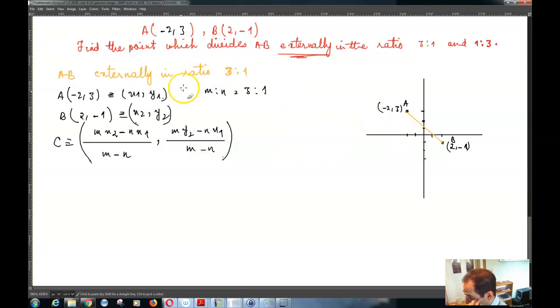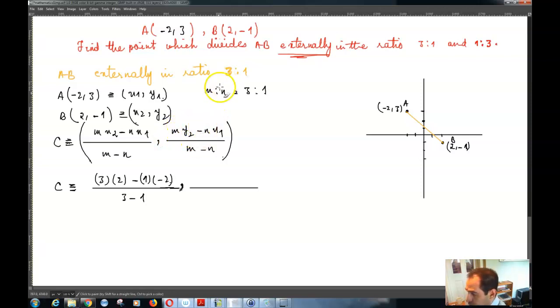And then you can apply this formula to this situation, meaning that you can write C is equal to m times x2, which is 3 times 2, minus n times x1, so 1 times -2, over m minus n, which is 3 minus 1, and then you have m times y2, which is 3 times -1, minus n times y1, which is 1 times -2, over m minus n, which is 3 minus 1.